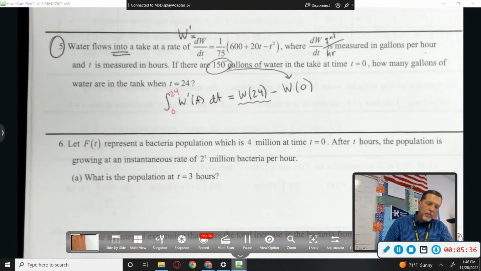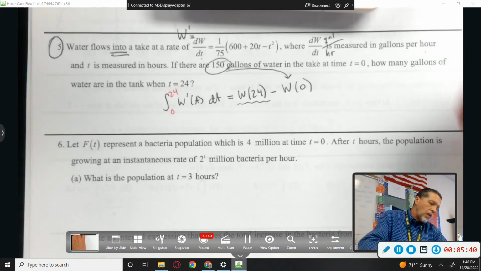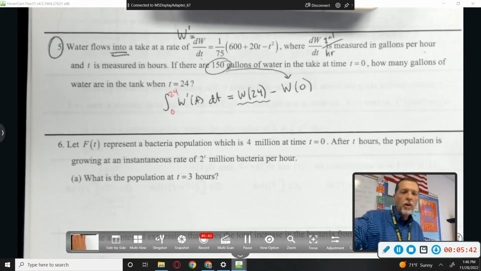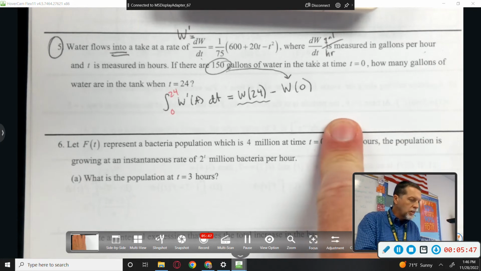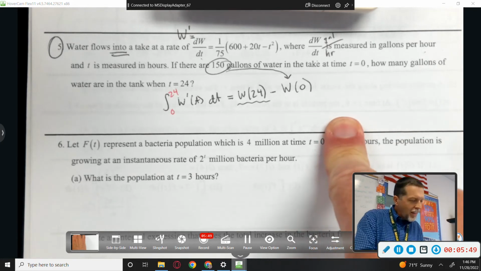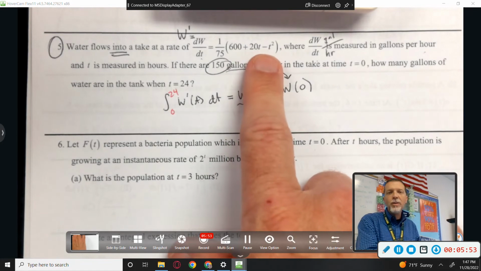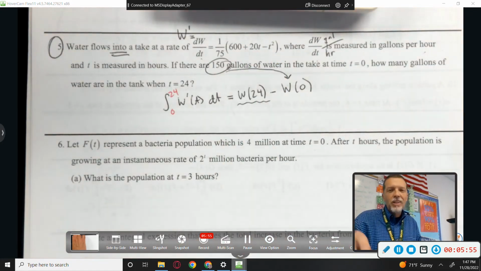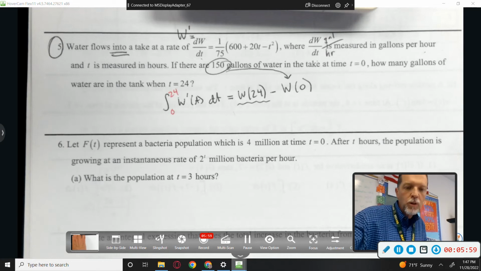So very similar to number 1, we just have a word problem set up. So I'm going to pause there and see if you can take it from there. This is a calculator problem, or it doesn't say no calculator. You could do it without a calculator because those aren't terrible, but use a calculator and see if you can figure out what w at 24 is.